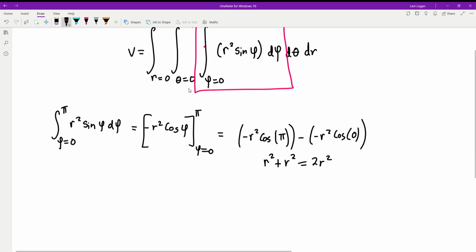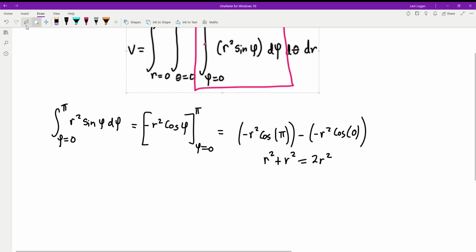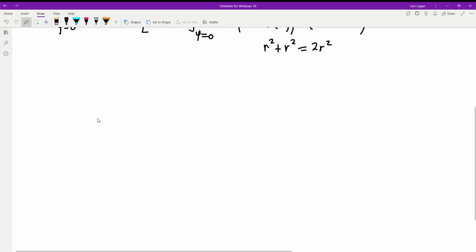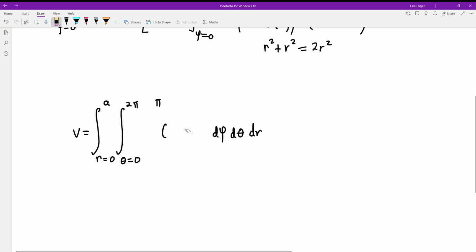So our triple integral now turns into a double integral. I'm just going to copy this and put it down here real quick. Now that middle bit is gone, it turns into a double integral with just r squared. Now we've got to integrate with respect to theta. Theta is not present in here at all, so all we're going to do is this little integral here.